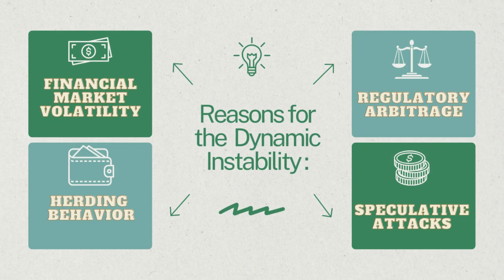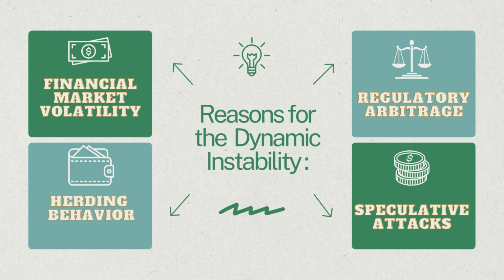There are many reasons for the dynamic instability. Some of the common reasons include financial market volatility. Financial markets are often volatile and unpredictable, which can lead to sudden and large changes in the asset prices. This can make it difficult for businesses and investors to plan for the future and lead to financial instability. The second one is herding behavior. Herding behavior is when investors all follow the same trend, regardless of whether it is justified. This can lead to asset bubbles, which can burst and cause financial instability.